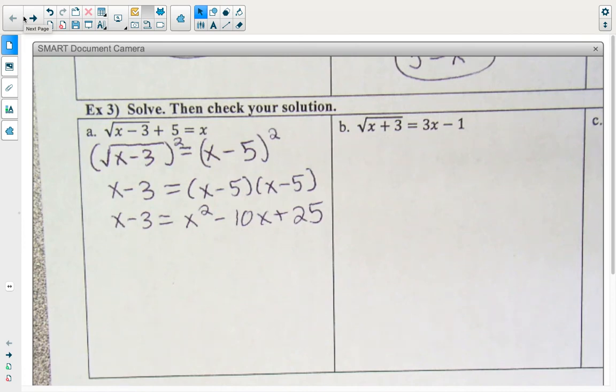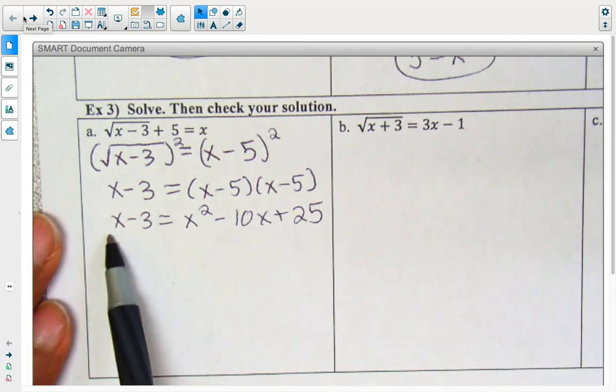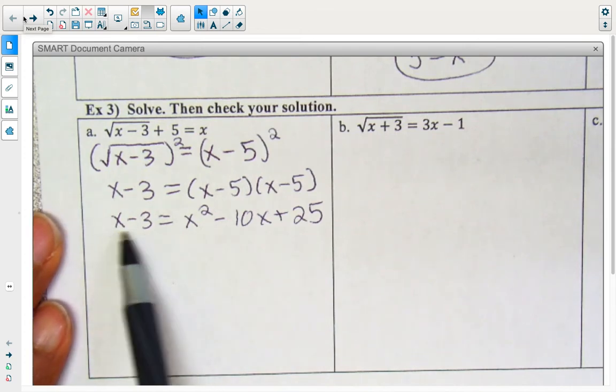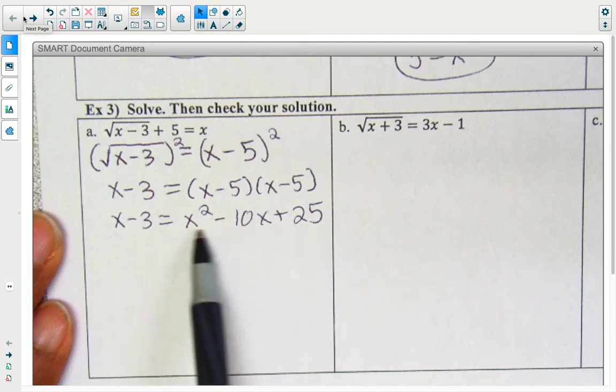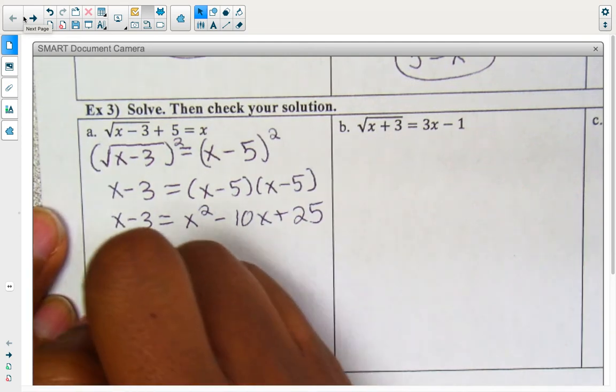From here, I need to take the x and the negative 3. I need to move everything over to one side of my equal sign, and I need to factor it. So I'm going to subtract x and add 3 from both sides of my equation and put them with the like terms over here.